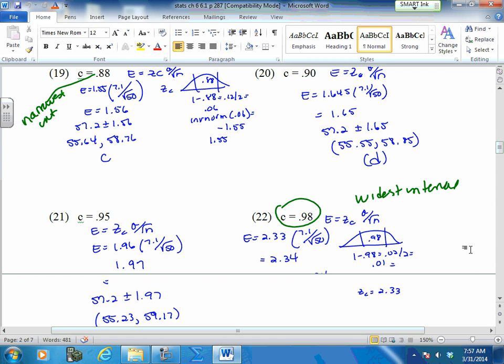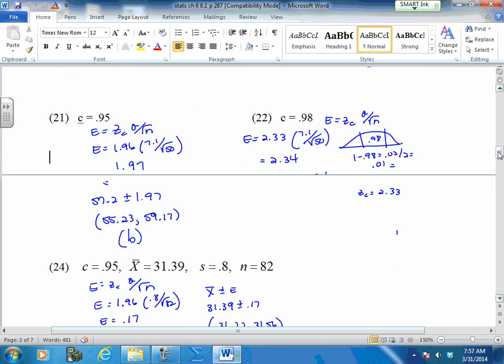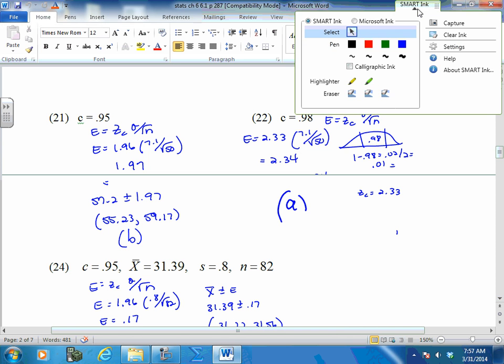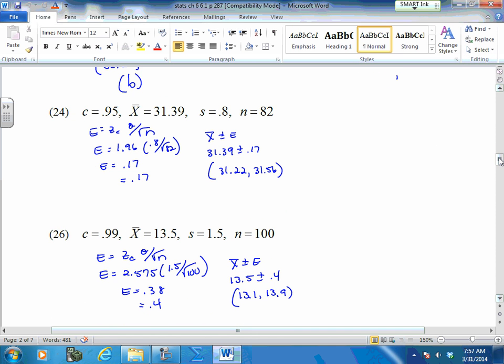I have to move this down a little bit. It kind of got stuck in here. B. This one must be A. Were you able to do this? Based on your confidence interval, figure out which one was which? Okay. Next, 24.